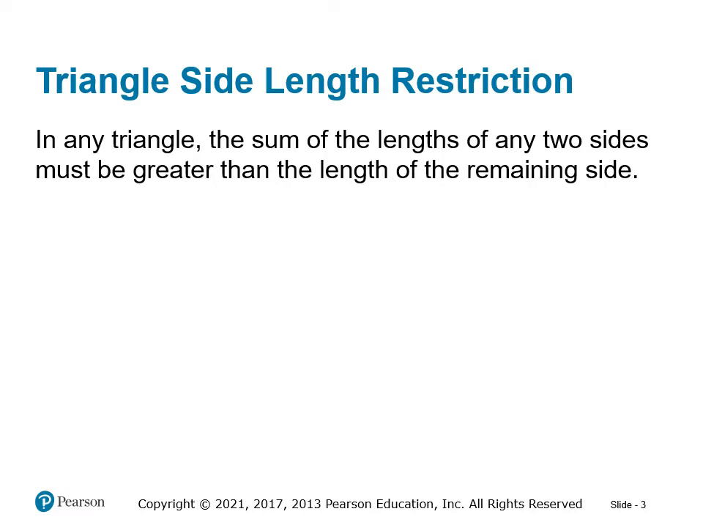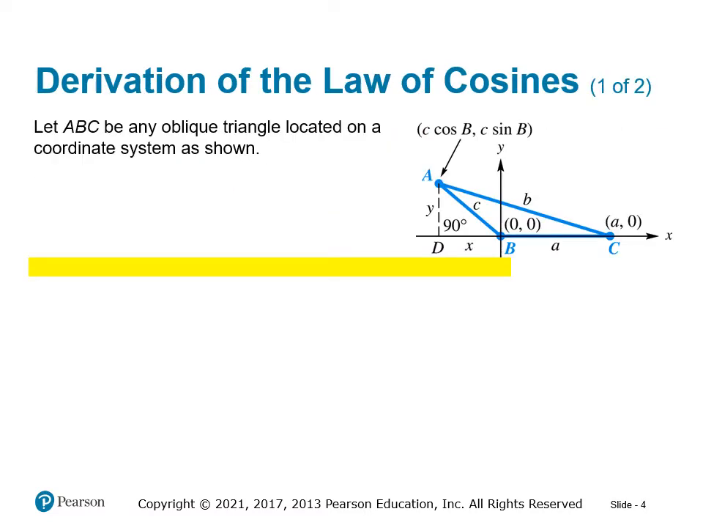Okay. The first thing we're going to talk about is the triangle side length restriction. This is just saying that in any triangle, the sum of the lengths of any two sides must be greater than the length of the remaining side. So if we think of a triangle with sides a, b, and c, then a plus b must be greater than c. b plus c must be greater than a, and c plus a must be greater than b. Any two sides, the sum of the lengths of any two sides has to be greater than the third side. Okay.